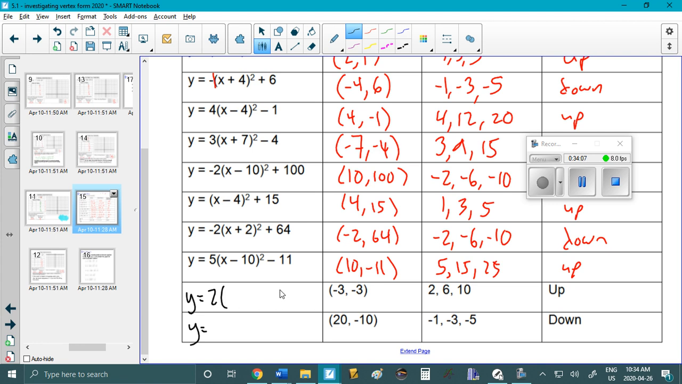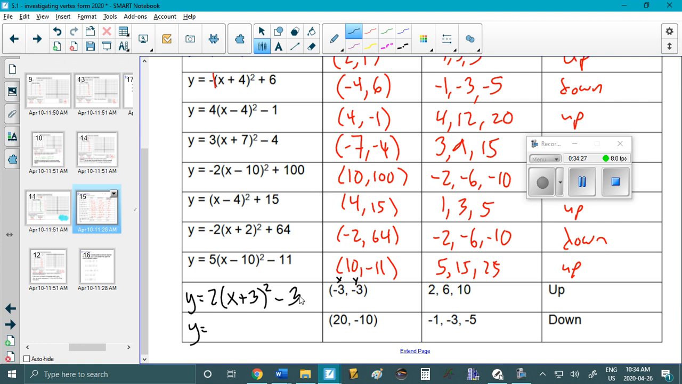This is going to be 2, bracket. The vertex is minus 3 for x and minus 3 for y. So this is going to be x. And when I write the value in brackets, remember, just like the zeros, stuff in brackets, like the zeros were, the signs change. So x plus 3 squared minus 3. And that's it.